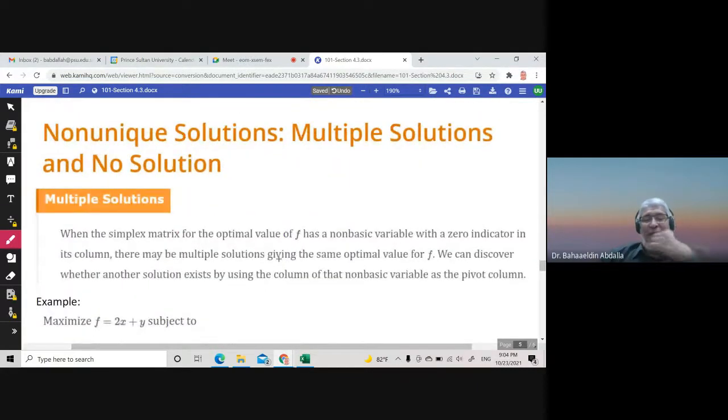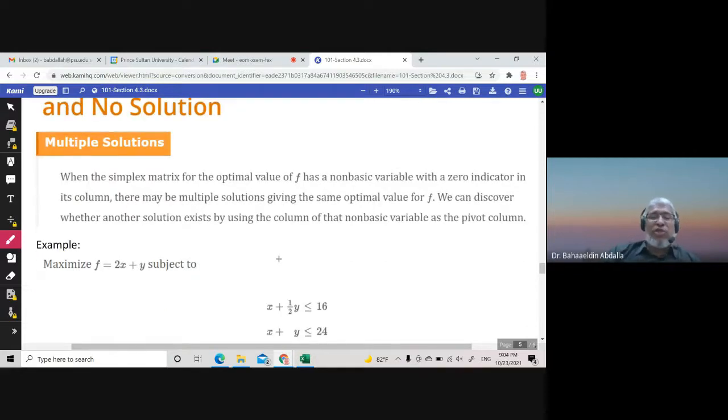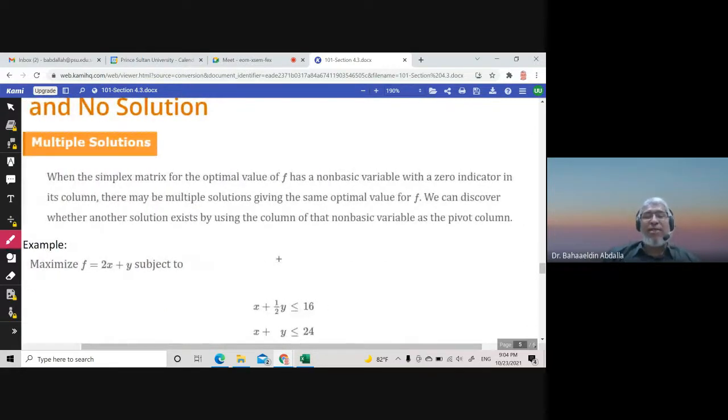Now let us move to the case when non-unique solutions, either multiple solutions or no solution, could happen. Multiple solutions. How can we find out that the problem has multiple solutions? If we have a non-basic variable with a zero indicator in its column, then there may be multiple solutions giving the same optimal value for f. We can discover whether another solution exists by using the column of the non-basic variable as the pivot column.